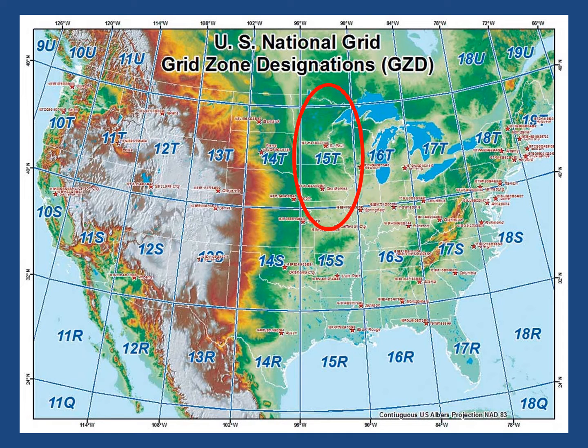Let's look at how USNG works. It divides the entire nation and most of the world into grid zones with numbers that increase as you go to the east and letters that increase as you go to the north. You can see that most of Minnesota, Iowa, and western Wisconsin is in the grid zone of 15T.